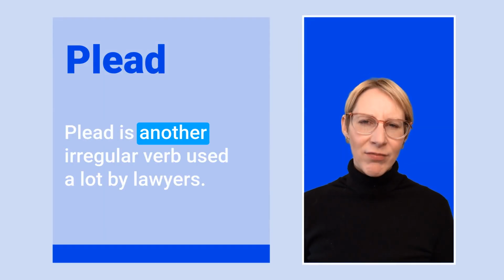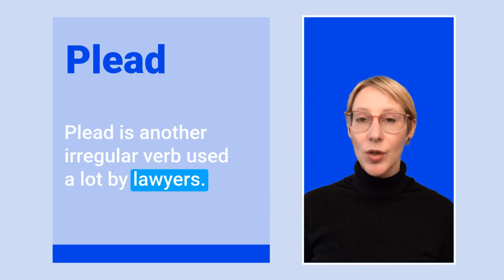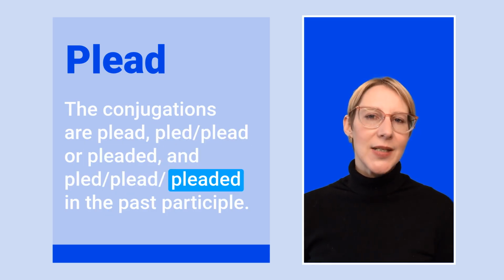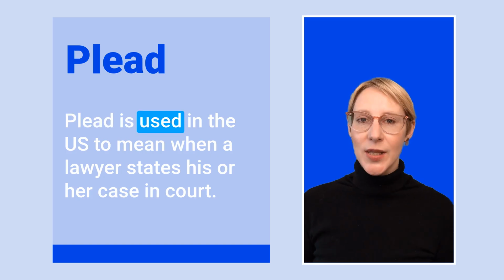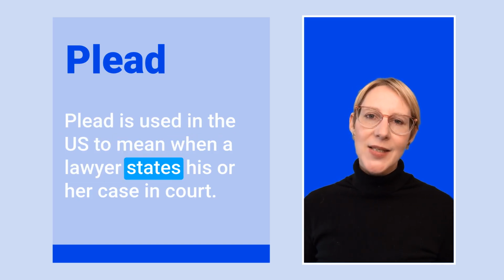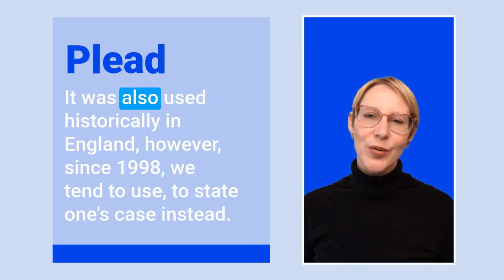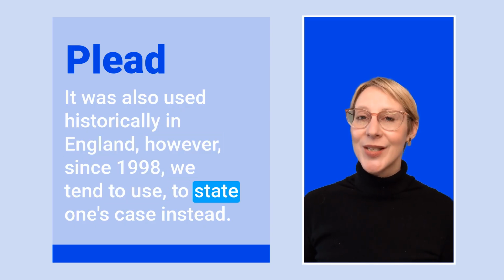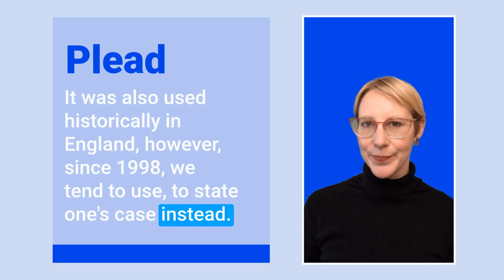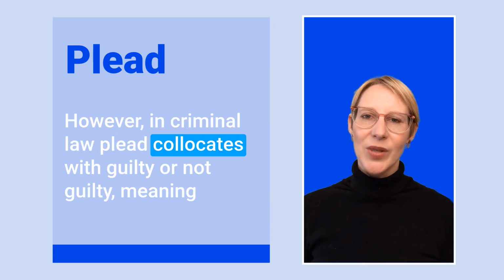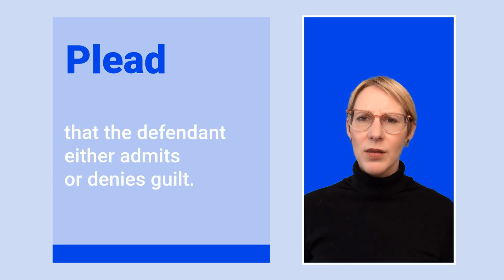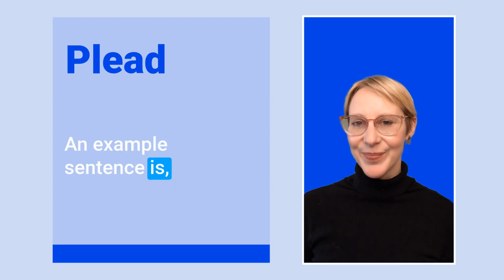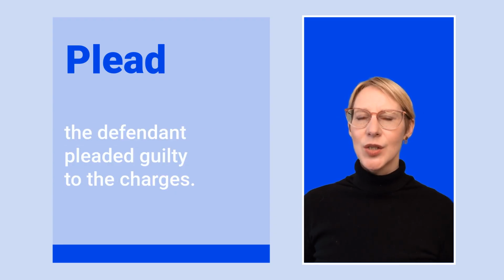Plead is another irregular verb used a lot by lawyers. The conjugations are plead, pled or pleaded, and pled, pleaded in the past participle. Plead is used in the US to mean when a lawyer states his or her case in court. It was also used historically in England. However, since 1998, we tend to use to state one's case instead. However, in criminal law, plead collocates with guilty or not guilty, meaning that the defendant either admits or denies guilt. An example sentence is, the defendant pleaded guilty to the charges.